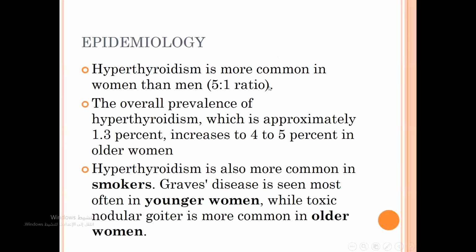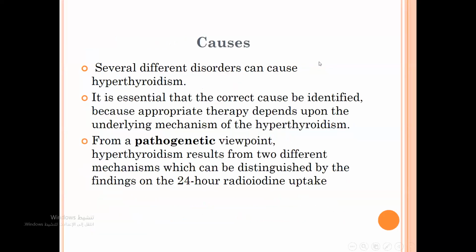Hyperthyroidism is more common in female than in male. 5:1 is the ratio. The overall prevalence of hyperthyroidism, which is approximately 1.3%, increased to 4 to 5% in older female. Hyperthyroidism is also more common in smoker. Graves' disease is seen most often in younger female, while toxic nodular goiter is more common in the elderly population.